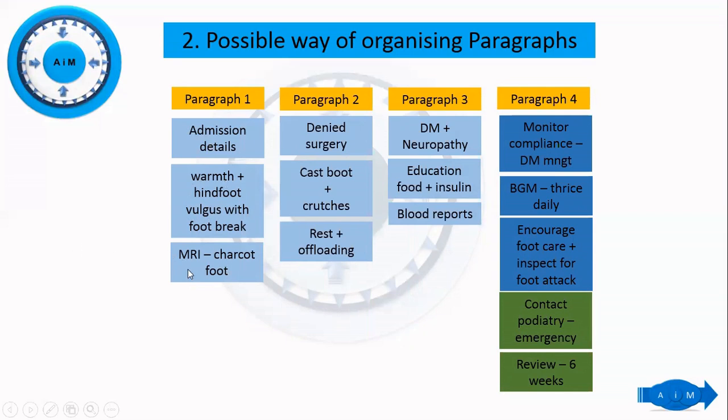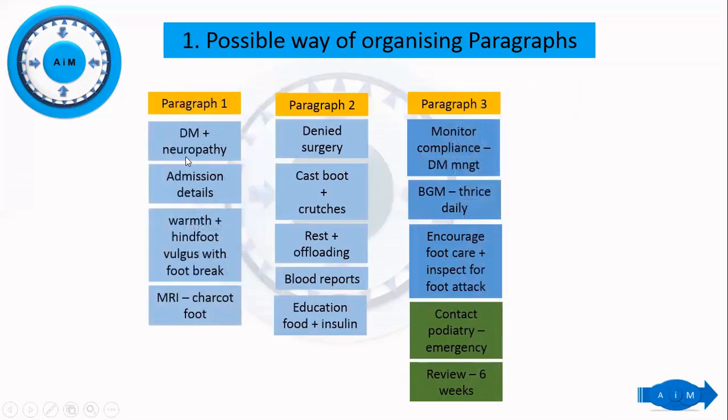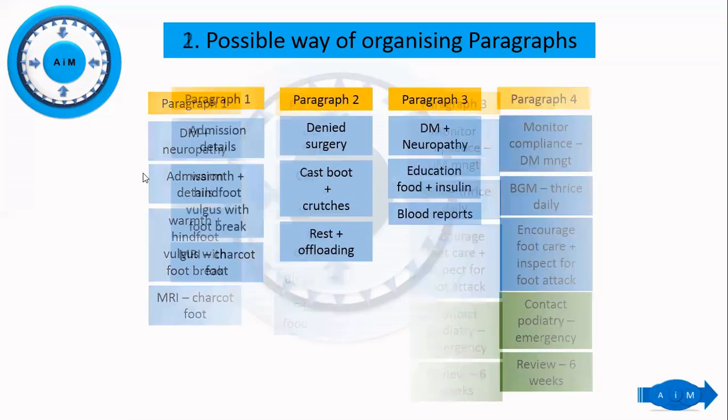And as I told you, this is not the only way, we can always write in other ways as well. So here we have the admission details, the problem with pain and swelling on the left foot. Then we do have the assessment, then we do have the diagnosis. So this itself could be one paragraph, which could be about admission details only. And then the second paragraph could be all about the hospitalization details. Then paragraph 3 could be about the background of diabetes mellitus and diabetic neuropathy, and education, and about the blood reports. Then the fourth paragraph is again dedicated to recommendations or suggestions, which have to be done by the reader.